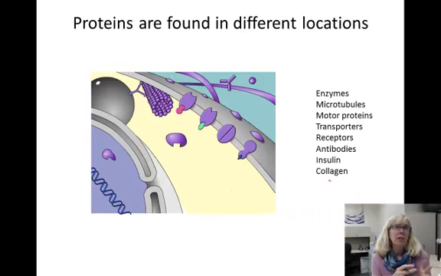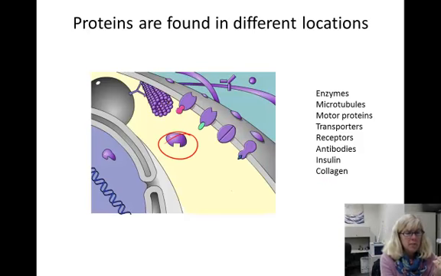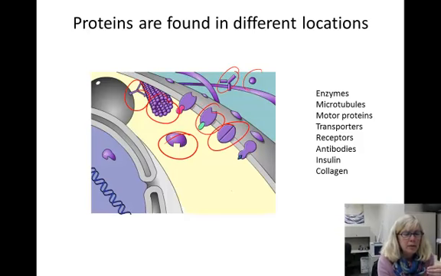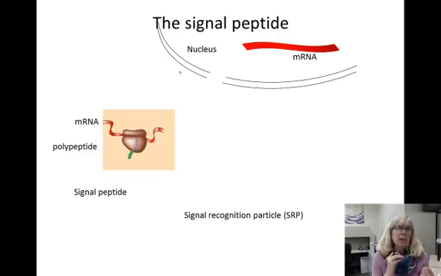Okay, at this point you've been introduced to several different proteins. There are enzymes, microtubules, motor proteins, transporters, receptors in the membrane, and secreted proteins like antibodies, which are used in the immune response, or maybe insulin, which is used to control digestion. These are outside the cell. Even collagen is a molecule part of the extracellular matrix. So how is it that some proteins stay in the cytoplasm, some end up in the membrane, or some are secreted? Well, to explain this, we'll start with an insulin protein as an example.